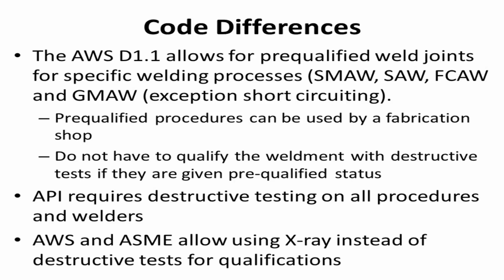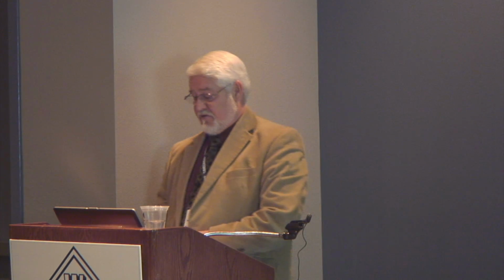There are some differences between the codes. For example, the AWS D1.1 allows for pre-qualified weld joints and specific welding processes, except for short circuiting. Pre-qualified procedures can be used by a fabrication shop, and you don't have to qualify the weldment with destructive tests if they are given pre-qualified status. API requires destructive tests on all procedures and welders, and AWS and ASME allow using X-ray in lieu of the destructive test for qualification. So, there can be other differences, but these are just a few of the things that we put in there.